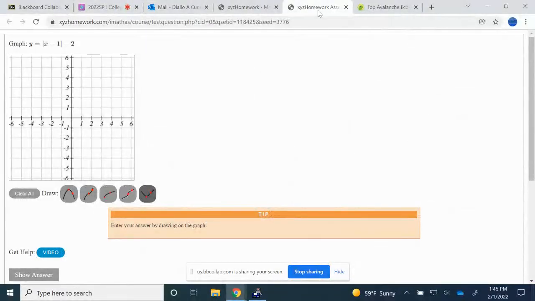In this session, we'll take a look at the graph of y is equal to the absolute value of x minus 1, minus 2. But before we take a look at graphing this particular function, we'll take a look at the absolute value graph, and we'll also take a look at the transformations of graphs.